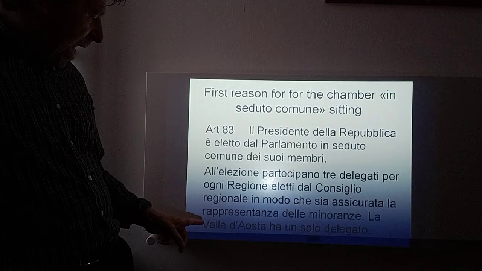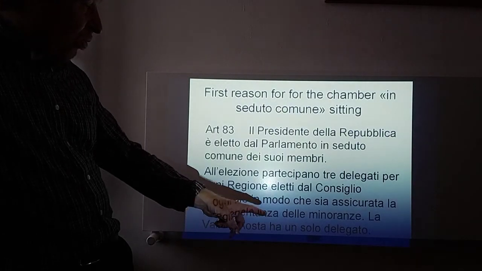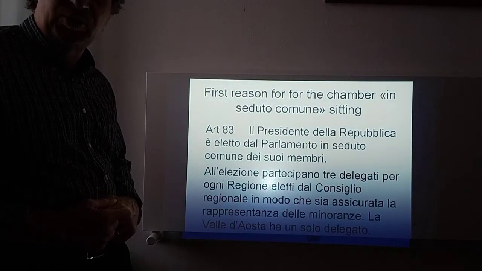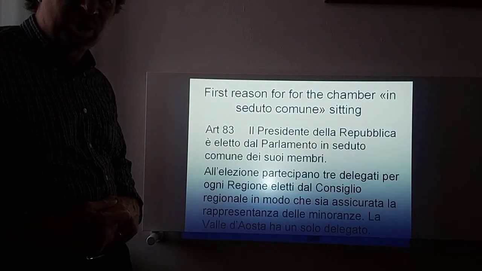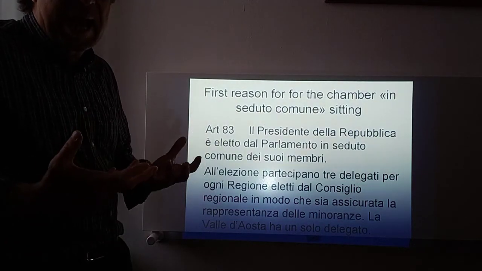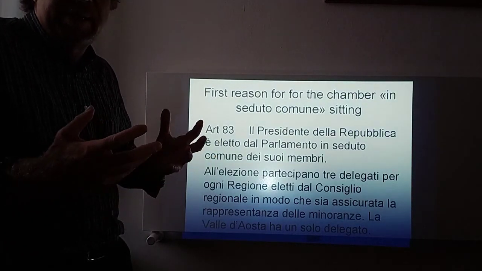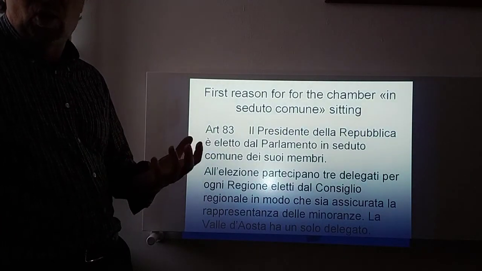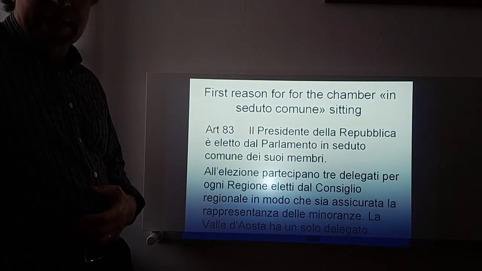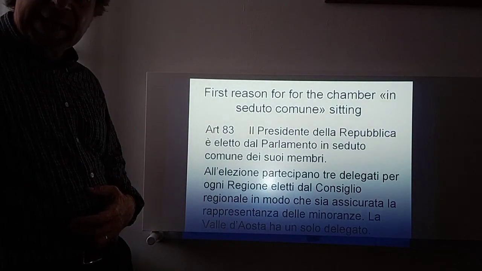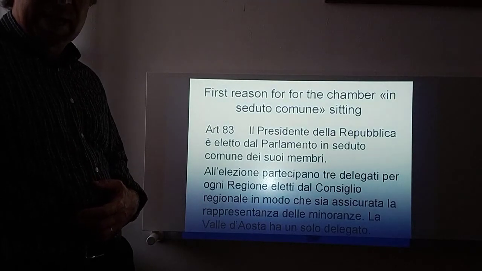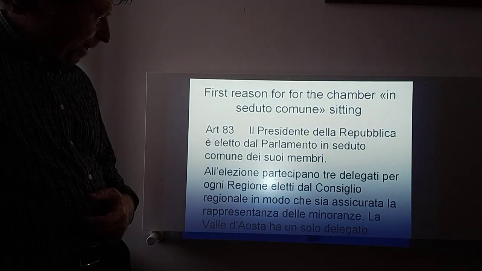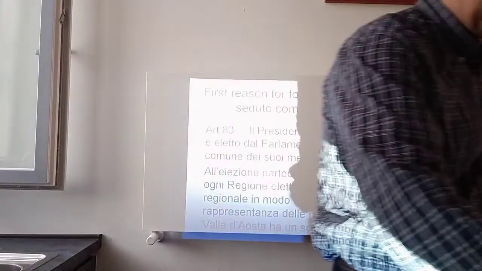But it also says: la Valle d'Aosta ha un solo delegato. We've got to remember Aosta has a special statuto, so it's a special region where it can have certain independences, autonomies on certain laws, and so it also has a bit less representation in the Parliament and in choosing the President of the Republic. It's a bit more independent, it's got a bit more freedom. So that's one reason.